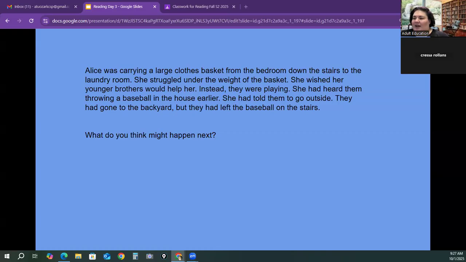What do you think might happen next? Think about that just based on the information that you're given and background knowledge, and come to a conclusion or an inference. Make an inference. What might happen next? Type that in the chat box for me. What do you think is going to happen next?